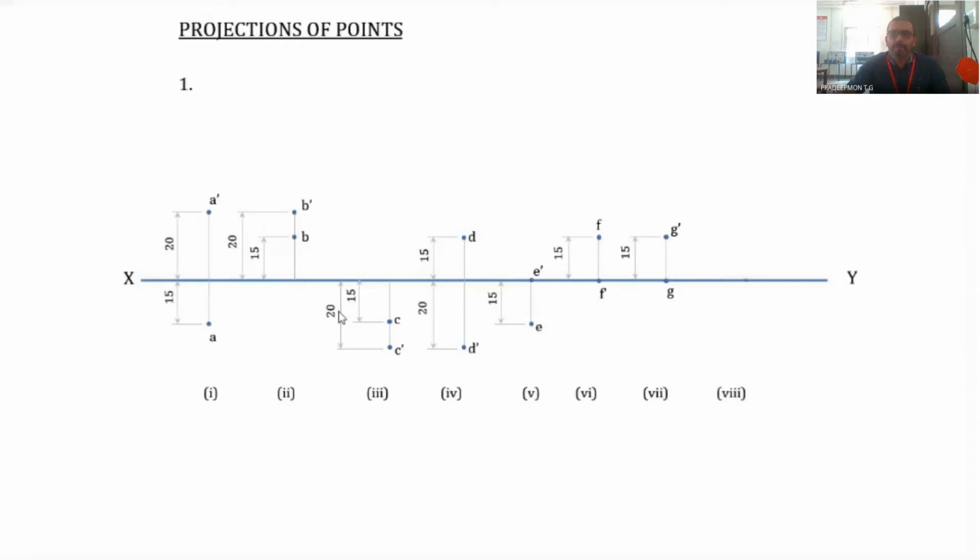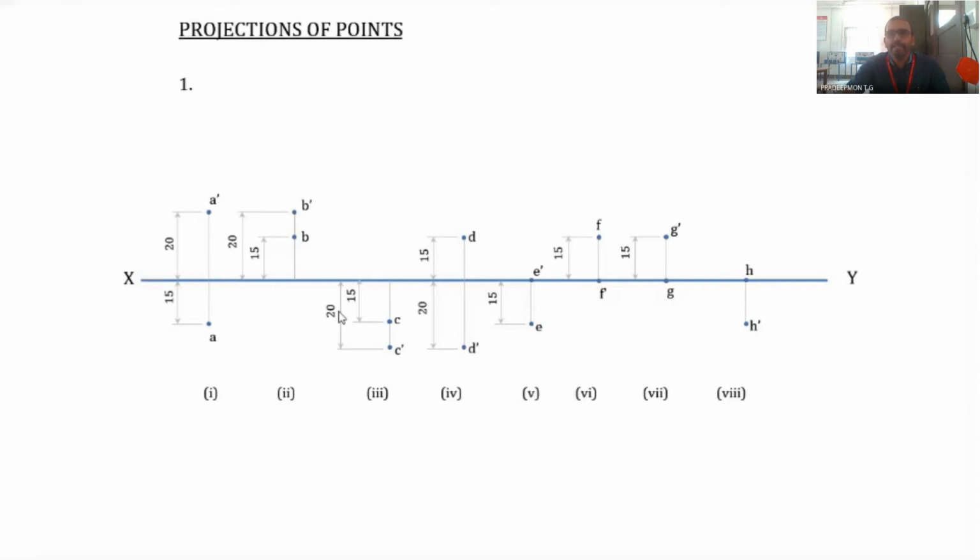Now the point H, which is again in VP. So the top view is on the XY line itself, and the point is below HP. Below HP means below the XY line. The front view should be below the XY line, 15 millimeters below the XY line. So this is the 8th condition.